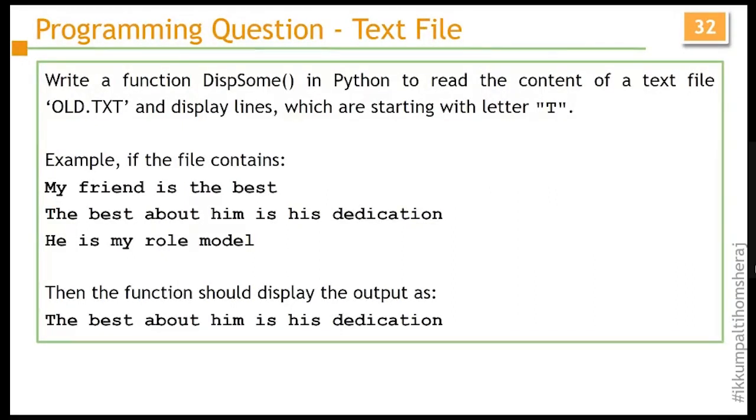Like in this, all the lines are connected with each other. The first is "my friend is the best. The best out of him is his dedication, and he is my role model." So out of this, what we want to display is "the best about him is his dedication."